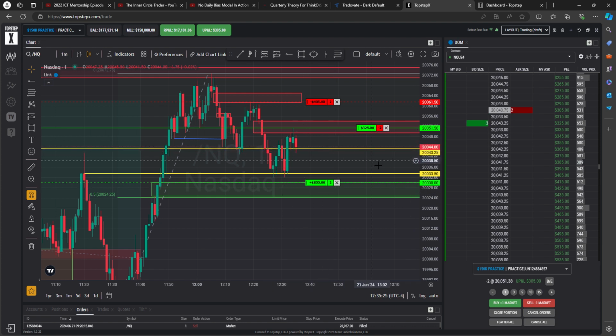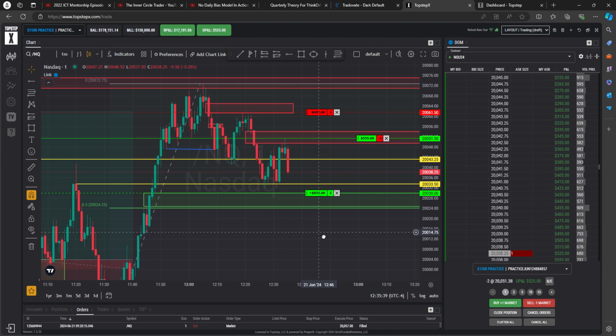Alright, so this is the move we want to get. We tapped into this, and now ideally we're going to sweep these lows, hit this bullish FVG, hit my take profit, and from there it could possibly move back up. That's kind of my thesis on this.